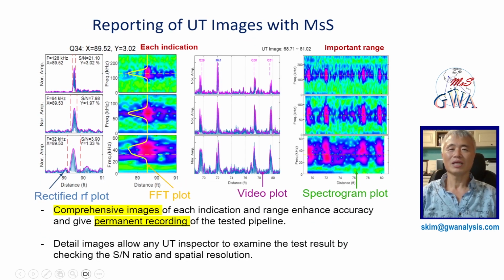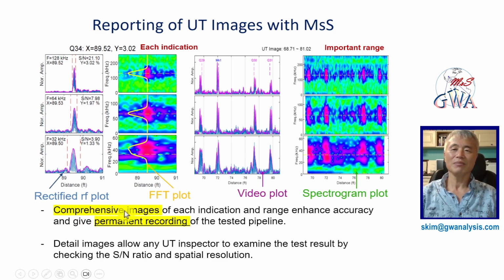This slide shows what the MSS GIM software delivers to a client in a guided wave testing report. The software reports a comprehensive image of rectified RF data, FFT plot, video plot, and spectrogram plot. The rectified RF plot in blue and the video data plot in magenta show the signal and noise amplitude. The vertical red line in the spectrogram plot proves that the received signal is the fundamental torsional mode. The yellow line of the FFT result shows the frequency content of selected indications.